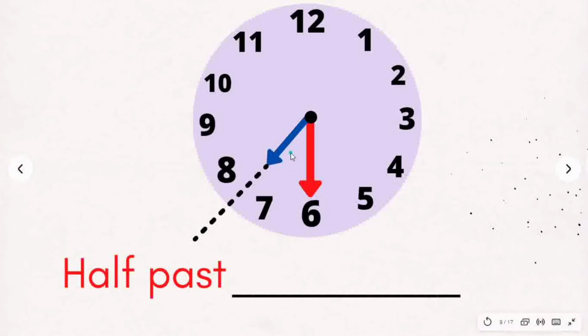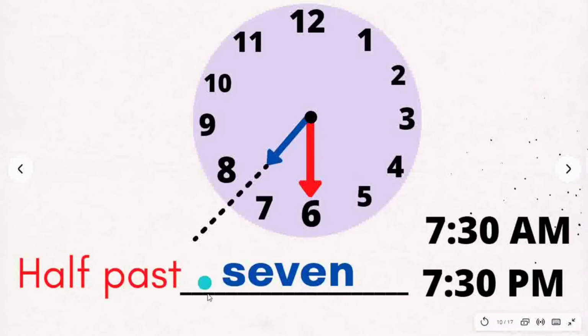Okay, look at this clock. Which number is located before the arrow? Nombor mana yang berada sebelum anak panah? Can you show me please? Yes, number 7. So the answer will be 7:30.